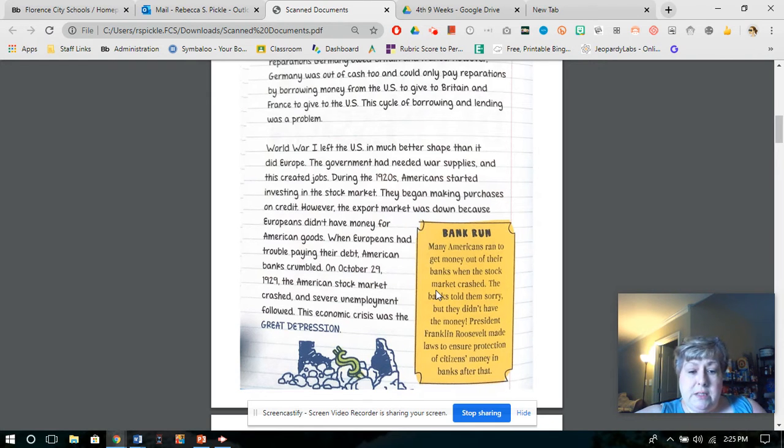So during the 1920s, Americans started investing in the stock market. They began making purchases on credit. Now, today, credit is a huge thing. Back then, it wasn't. Today, pretty much anybody can start building up credit and buying things on credit. And then you can get in trouble with credit. And that's what's going to happen here also. They're going to get into some trouble with credit. The export market was down.